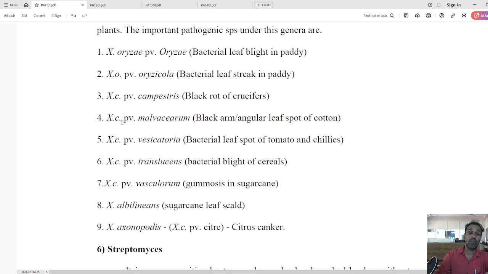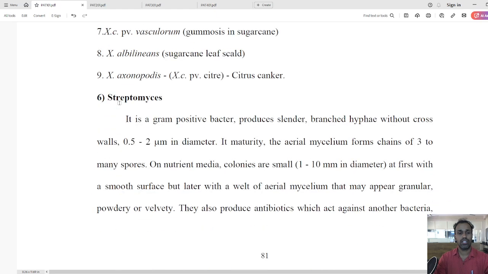Xanthomonas axonopodis pv. malvacearum, pv. zeae, pv. phaseoli or angularis in cotton, vesicatoria in the case of tomato. Axonopodis pv. citri is the citrus canker. Xanthomonas axonopodis pathovar citri causes citrus canker. So that is the case.